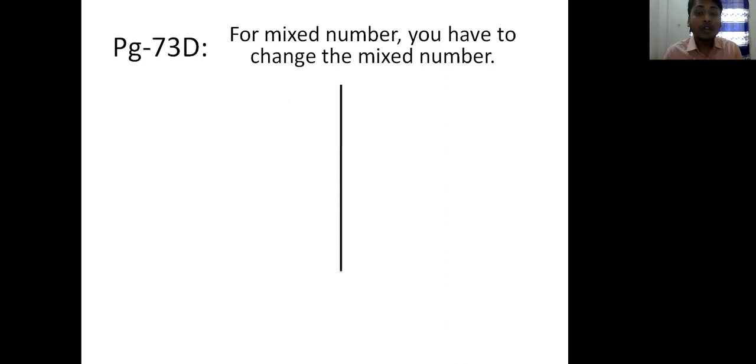What is the long way? First of all, you have to change the mixed number into an improper fraction, then add them together. You know how to change a mixed number into an improper fraction. Okay, I am going to. Here, the two mixed numbers are given: 2 whole 3 by 10, and 4 whole 4 by 10. You can do it directly.